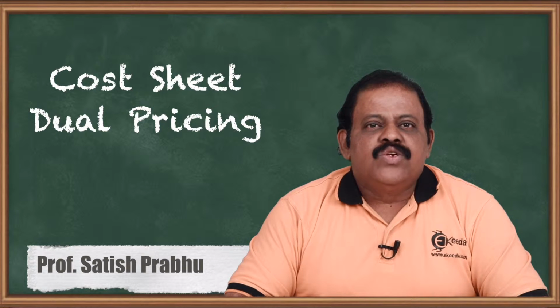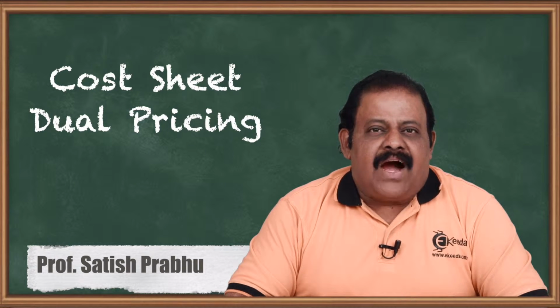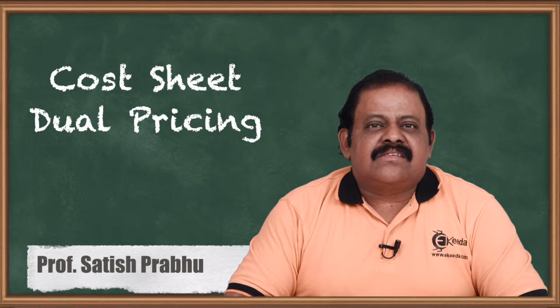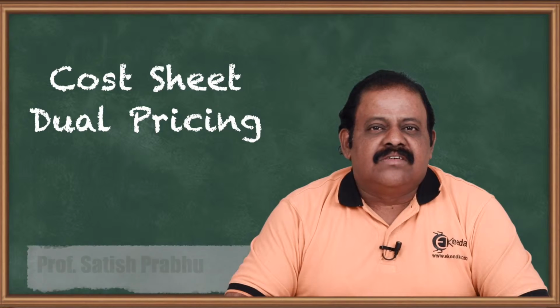For example, sugar. Sugar is an essential product, so the government may dictate the price at which sugar has to be sold in a particular market. Now in this case, the company will be required to sell a particular quantity produced at the government price, and the balance output it can sell in the open market at any price which is determined by demand and supply forces.